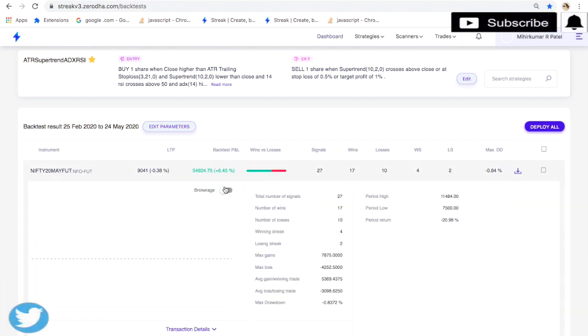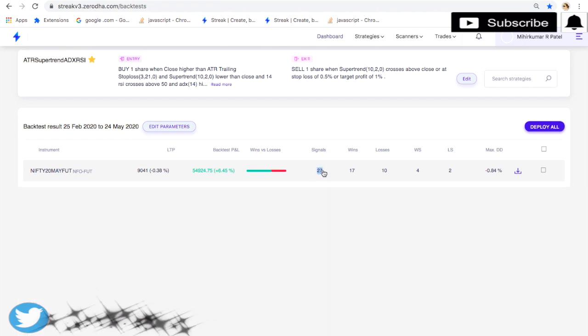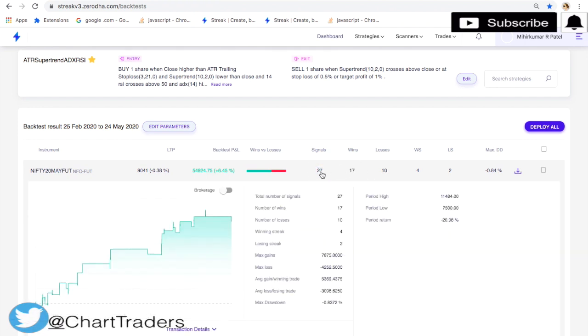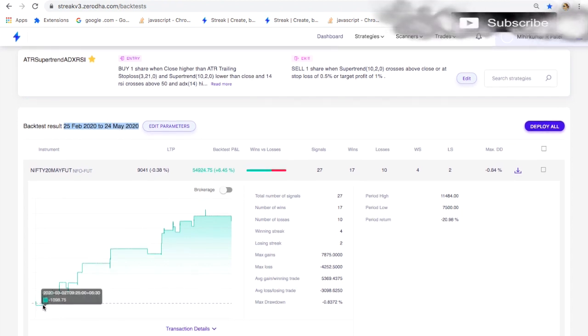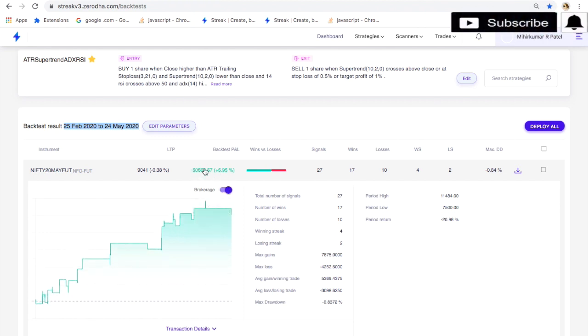We can see here 27 signals are generated. Out of 27, 17 are wins and 10 are losses. So accuracy is around 65 or 60 percent, and the duration is from 25th to 24th May, so around 3 months. We can see once in a while our account contains minus 1000 rupees. If you remove the brokerage, the profit is around 50,000. The continuous winning streak is 4, so after 4 wins the 5th is a loss, and the losing streak is 2, meaning after 2 losses the 3rd is a win. Maximum gain is around 7800, and maximum loss is around minus 4200.